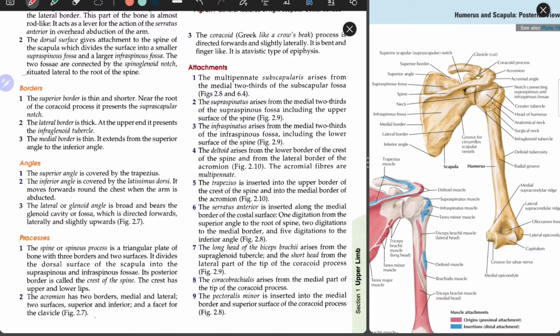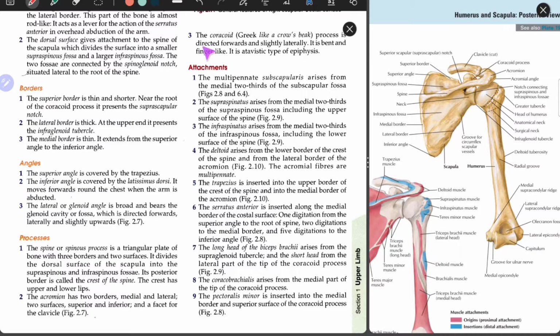Okay? The acromion has two borders, medial and lateral. This is acromion and it has two borders, medial border and lateral border, and two surfaces, superior surface and inferior surface, and it has a facet for the clavicle. The clavicle attaches with the acromion process of the scapula to form acromioclavicular joint.